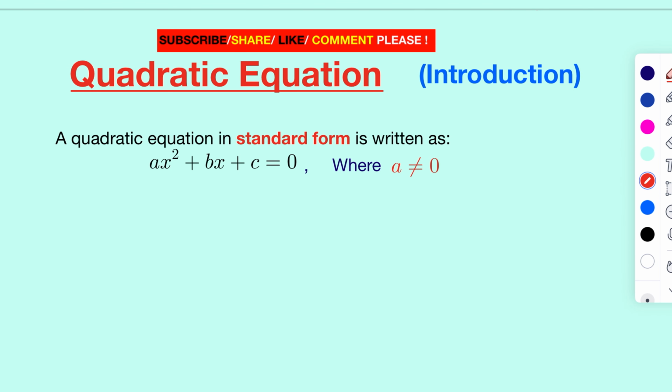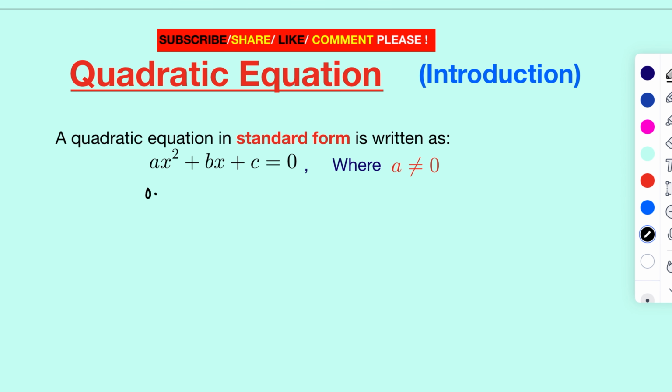Today we will read some concepts of quadratic equation and then we will solve some previous year questions. A quadratic equation in standard form is written as ax square plus bx plus c equal to 0, where a is not equal to 0. Why a is not equal to 0?